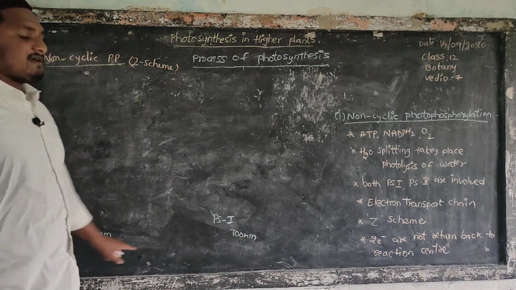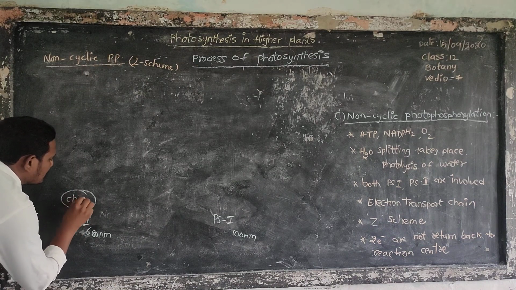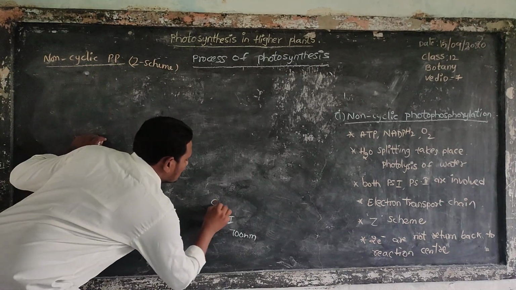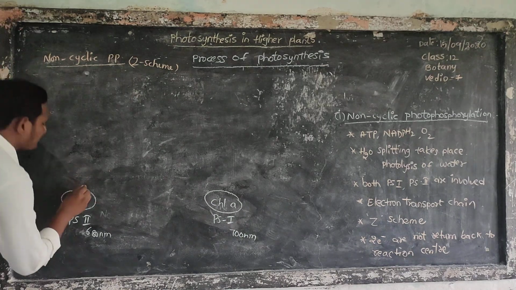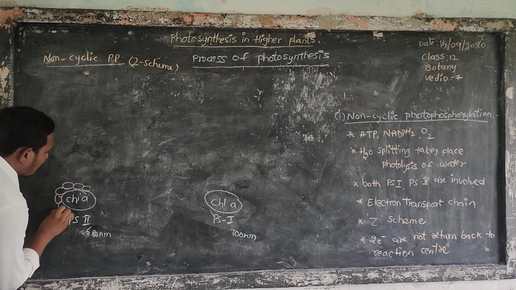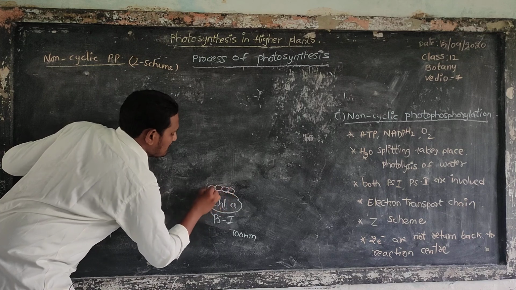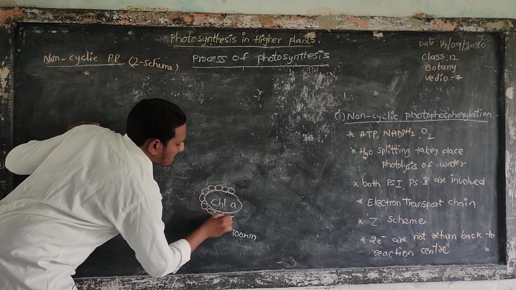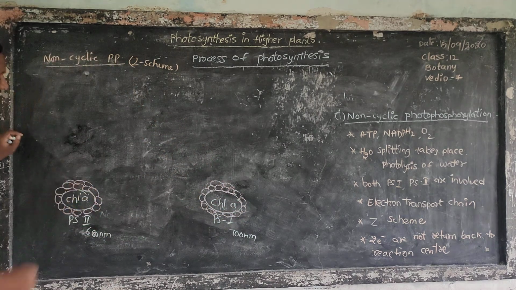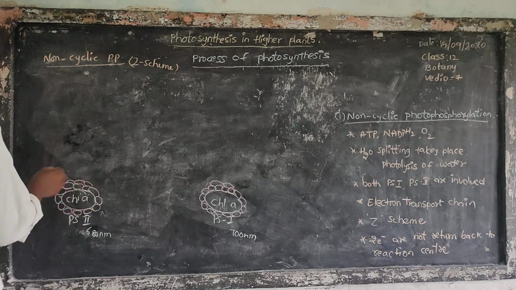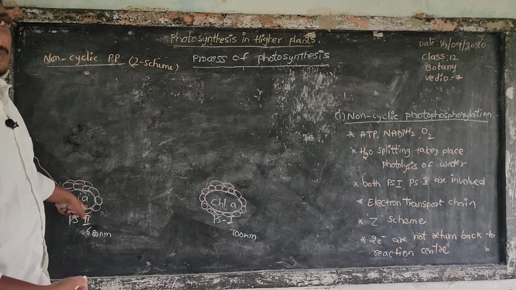In photosystem 1 and photosystem 2, the reaction center chlorophyll is chlorophyll A. Here also chlorophyll A is the reaction center chlorophyll, and these are the accessory pigments. Light generally falls on accessory pigments and reaction center chlorophyll. They will absorb their respective light.